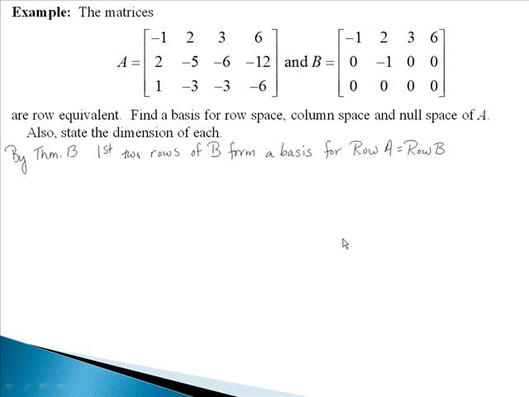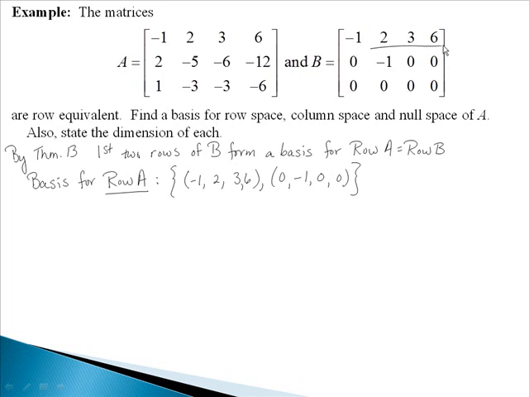By Theorem 13, we know that the non-zero rows of B form a basis for the row space of A as well as B. So the first two rows are non-zero rows, and they form a basis for the row space of A, which is equivalent to the row space of B. So a basis for the row space of A is these two vectors here, which you'll notice are the two non-zero rows of B, and they are not the rows of A.